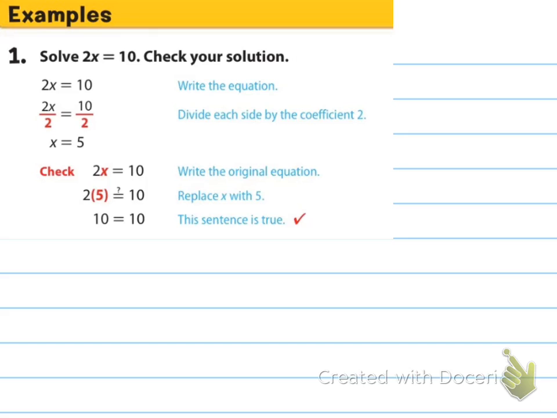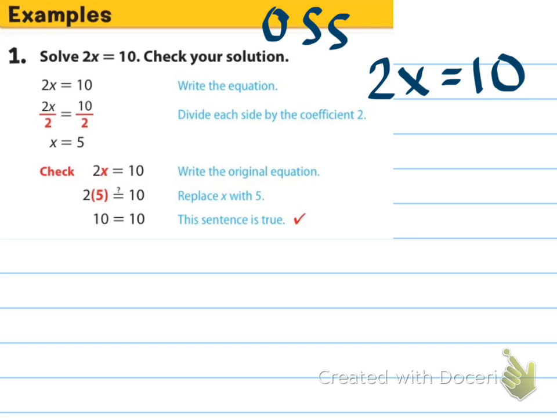So 2x equals 10. I'm going to do my math over here, and I'd like for you to do this as well. We're going to do our OSS. Original, substitute, solve. Our OSS. If you haven't heard that yet from Miss Rickfelder, you're hearing it now. OSS. Original is the 2x equals 10. You have to write it. The substitute and solve, we need to find what x equals so that we can substitute it in.